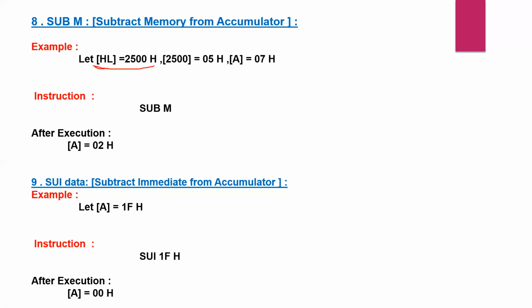HL pair has memory address 2500H and 2500H has data 05H. Accumulator has data 07H. Instruction is SUBM. After subtraction of 05 and 07, answer is 02H. Result is 02H, which is stored to the accumulator.